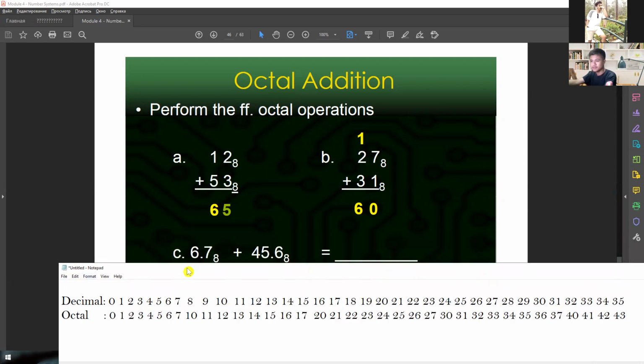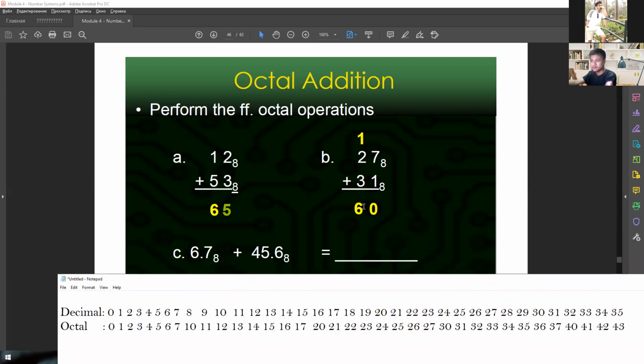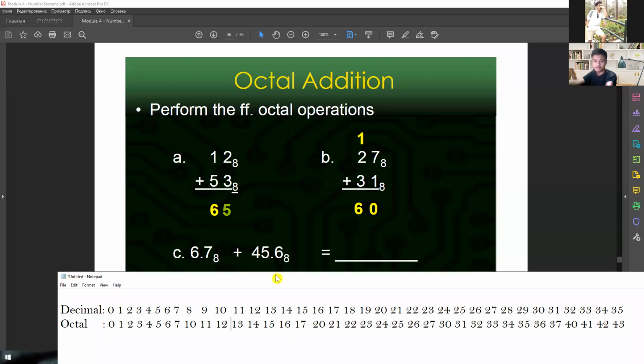So are we clear so far? And how did we get 60 when it comes to 27 plus 31 in octal? Okay, very good. How about the others? Do you guys have a clarification? Just raise your hand.